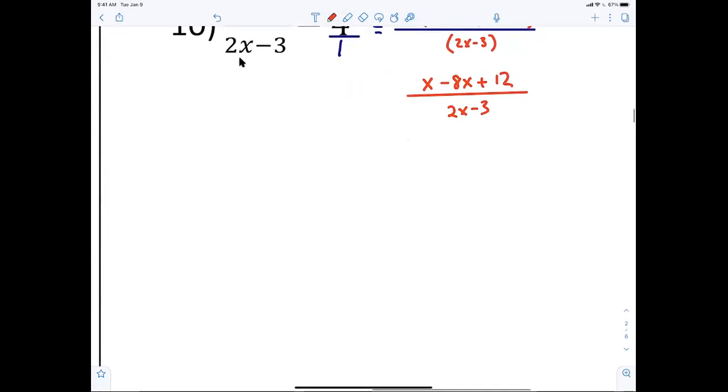Then combine x minus 8x. What is that? Negative 7x plus 12 over 2x minus 3. Anybody got a problem with that?